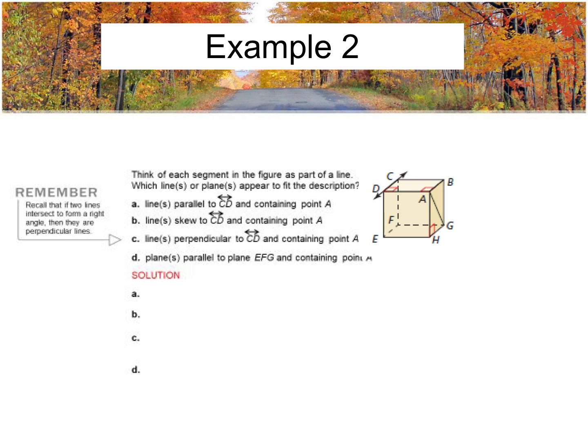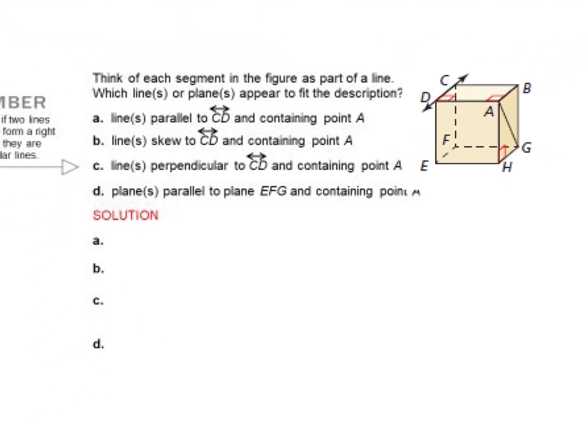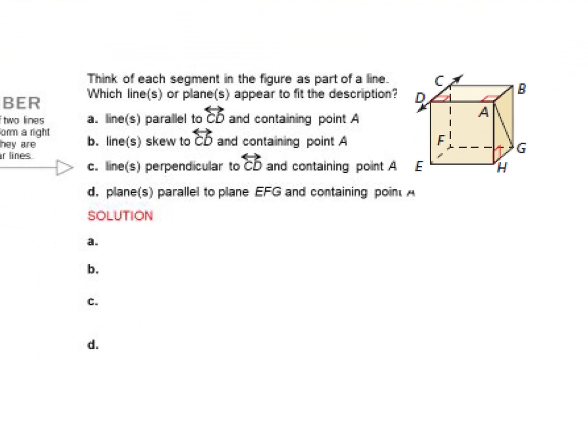Example 2. Think of each segment in the figure as part of a line. Which lines or planes appear to fit the description? Give me a line that's parallel to CD and contains point A. Cody? BA. Or AB. Make sure it has a line symbol above it. 2 arrows.